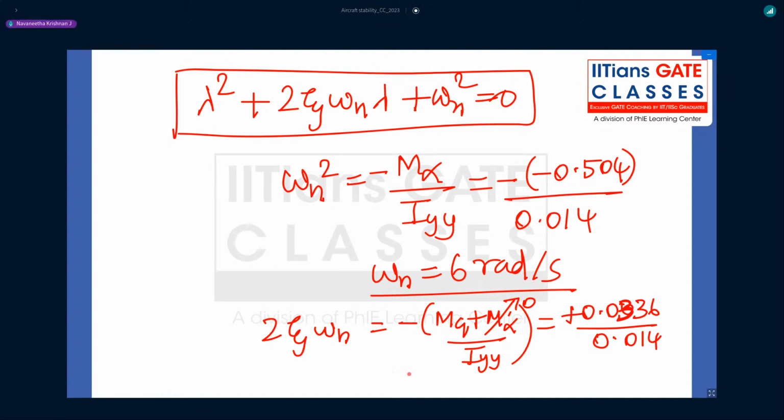Zeta is the only unknown. So zeta equal to 0.0336 divided by 0.014 into 2 into 6. So we'll get this value as 0.2. So damping ratio is 0.2. So it is less than 1. That means it is an underdamped oscillation. Zeta is less than 1, so it is underdamped oscillation.